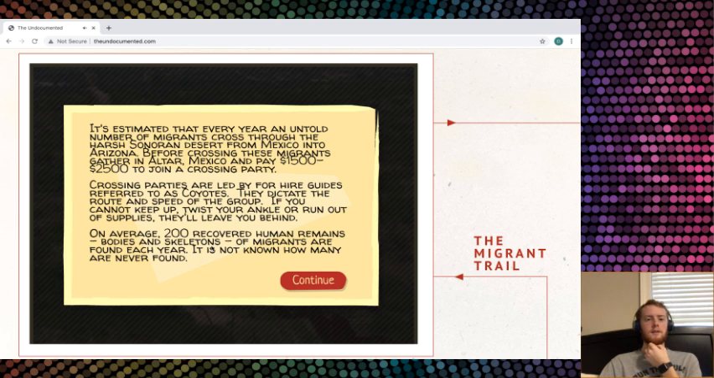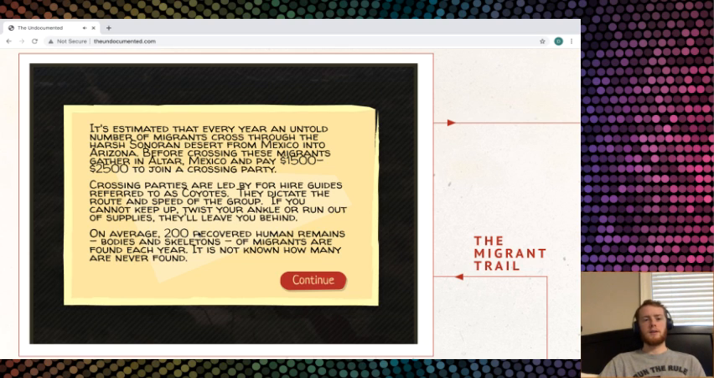So that's crazy. Already you see the dark truth of what can happen on our border. These migrants who are really desperate join these gathering parties, where they risk basically just being abandoned and left in the desert.